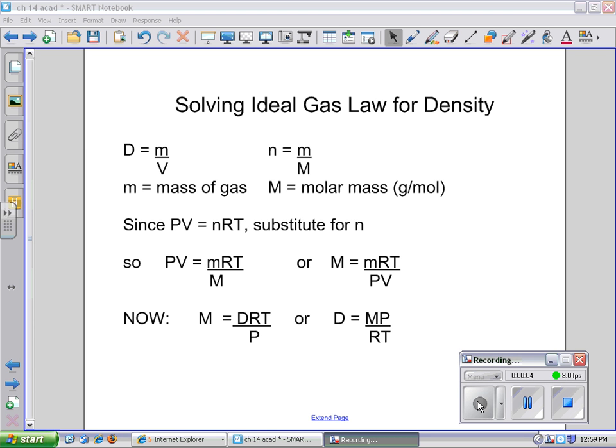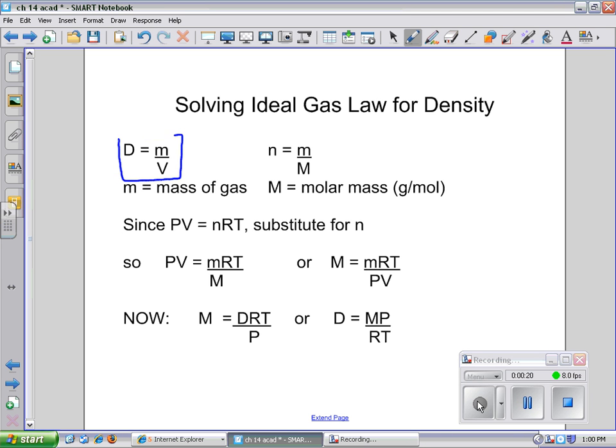To focus on today is taking that ideal gas law, PV equals nRT, and substituting for density, actually solving that ideal gas law for density. So let's review for a minute what density is. Density equals mass divided by volume, right? So little m is the mass of the gas.